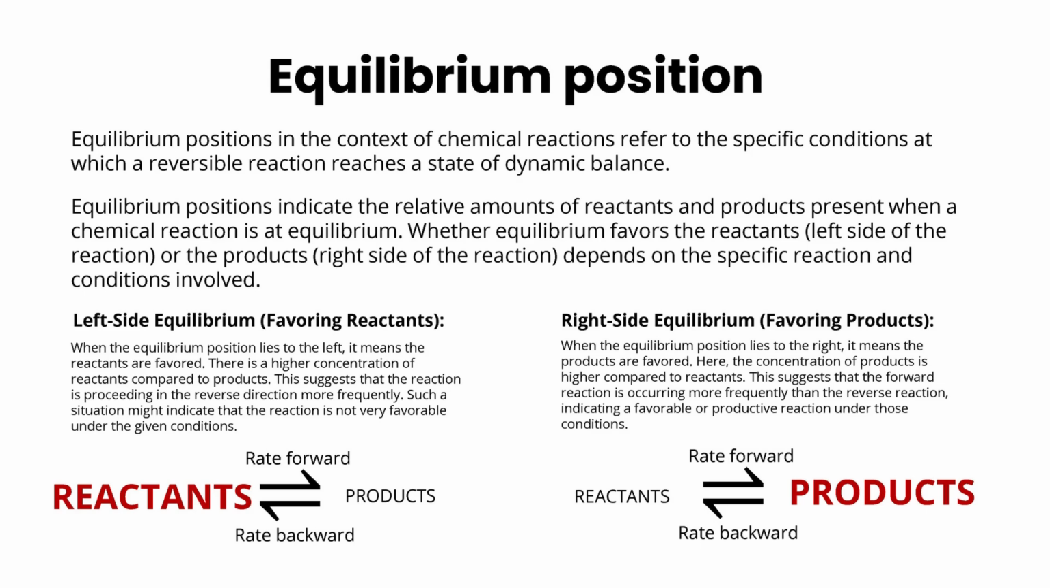If we say the equilibrium lies to the left, that means reactants are favored. You've got a higher concentration of reactants than products. Maybe the reaction isn't very efficient under those conditions. Yeah, if it lies to the right, then products are favored, higher concentration of products compared to reactants. This suggests the forward reaction is more successful, more productive under those conditions. It tells you which side of the equation sort of wins when everything settles down.